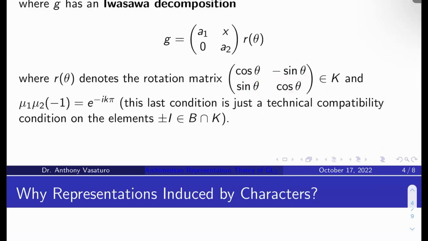Okay, so we have kind of upper triangular times something from our maximal compact subgroup. And there's a technical compatibility condition we also want to make sure of. We want to make sure that mu1, mu2 of -1 is e to the negative ik pi. And this has to do with the elements plus or minus the identity, which live in B intersect K. I don't want to get into it, but technically it's part of the decomposition if we want to be thorough.